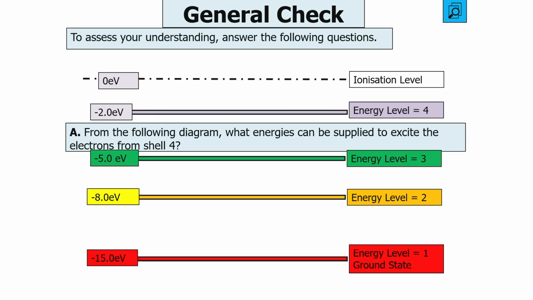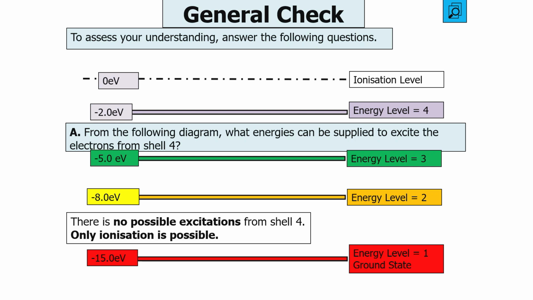From the following diagram, what energies can be supplied to excite the electrons from shell 4? So pause the video now, then unpause the video when you want to go through your answer. There is no possible excitations from shell 4, only ionization is possible.